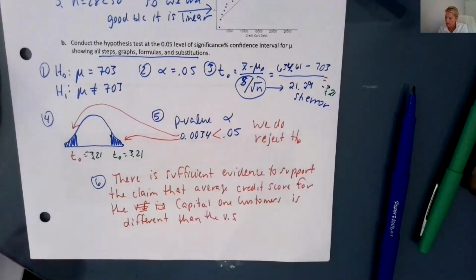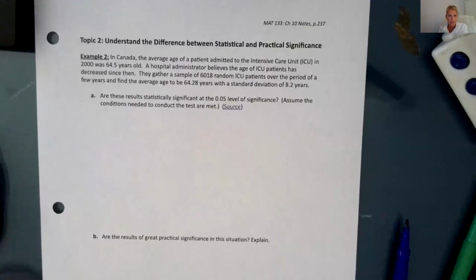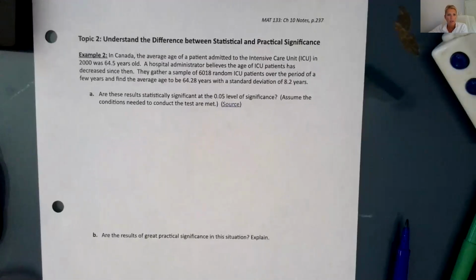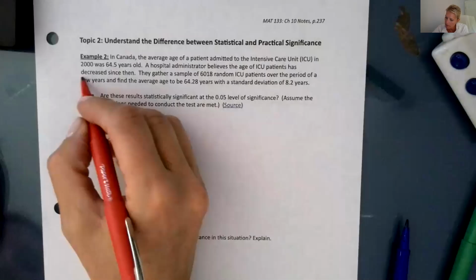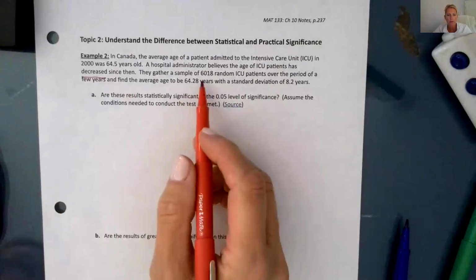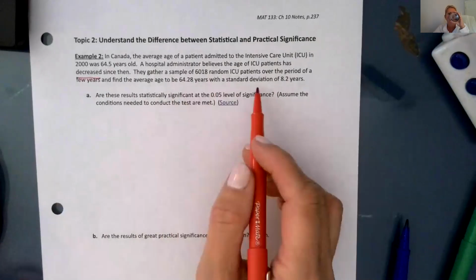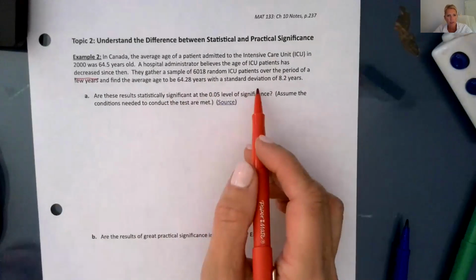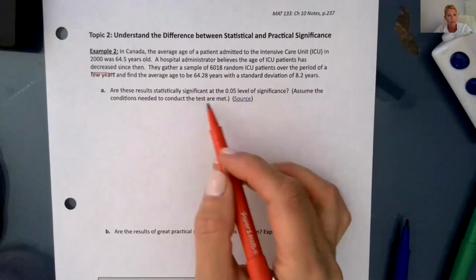Okay. Let's look at our second example. Page 237 says, understand the difference between statistical and practical significance. In Canada, the average age of a patient admitted to the intensive care unit, ICU, in 2000 was 64.5 years old. A hospital administrator believes the age of ICU patients has decreased since then. Ooh, she believes it decreased, okay. They gather a sample of 6,018 random ICU patients over a few years and find the average age to be 64.28 years, with a standard deviation of 8.2 years. Are these results statistically significant at the 0.05 level of significance? Assume the conditions needed to conduct the test are met, so that's good.